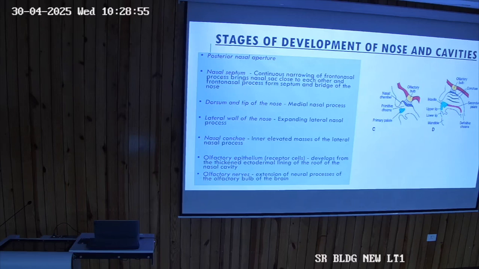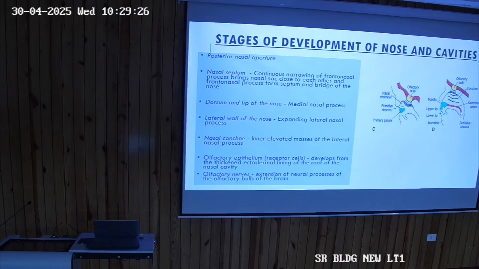Okay. Then nasal septum. See, as the medial nasal process comes closer, what is between them? This is a part of frontonasal process. This frontonasal process, it is decreasing in size and it will remain as bridge of nose, and it is going to separate right and left nasal cavity by the formation of nasal septum. So frontonasal process is going to form forehead part, then the bridge of the nose and nasal septum.